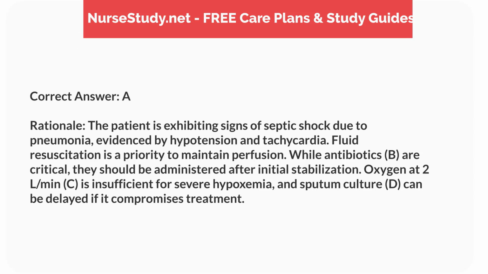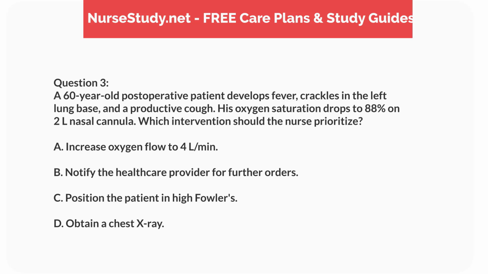Correct answer, A. Rationale: the patient is exhibiting signs of septic shock due to pneumonia, evidenced by hypotension and tachycardia. Fluid resuscitation is a priority to maintain perfusion. While antibiotics, B, are critical, they should be administered after initial stabilization. Oxygen at 2 liters per minute, C, is insufficient for severe hypoxemia, and sputum culture, D, can be delayed if it compromises treatment. Question 3.